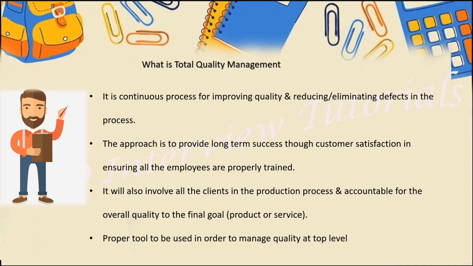Let's move to the third point, which is that it basically involves all the clients. Actually, clients are involved in the production process and accountable for overall quality toward the final goal. So basically total quality management is not a one-sided approach. The client is also totally involved in it. The reason why: if we are working on any process, the client or the vendor will definitely gauge the product, and every time they will come up with some solutions, reasons, expectations, and many more things. So basically TQM is an equal responsibility for the client as well as for the vendor who is providing the service.